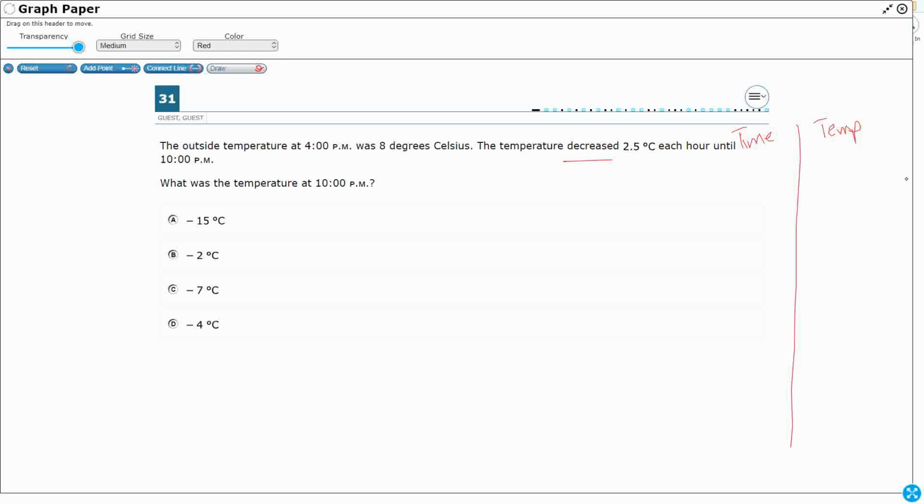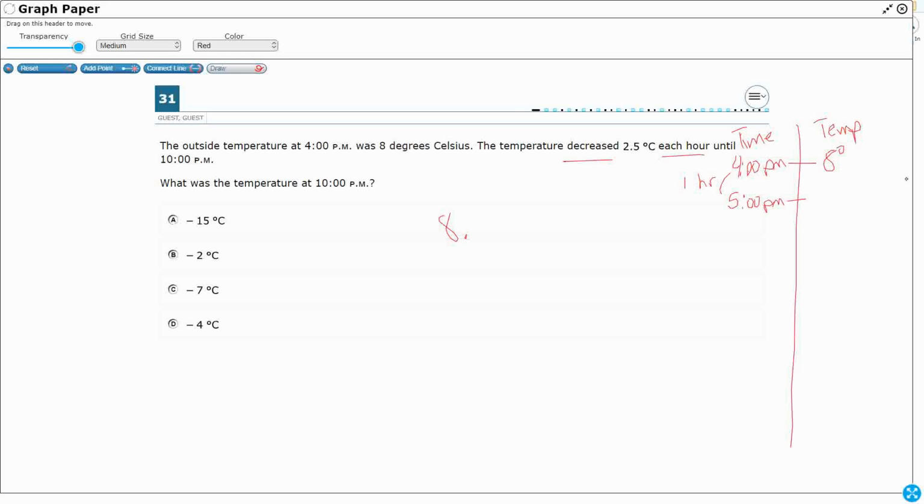All right, so each hour, what are we starting with? We're going to start with 4 p.m. and we're going to start with 8 degrees. All right, so 8 degrees Celsius. Our first jump is just going to be 1 hour. We're going to do it in 1 hour increments because it says each hour, so that's our rate. As my hour progresses from 4 o'clock to 5 o'clock, my temperature is going to decrease 2.5.